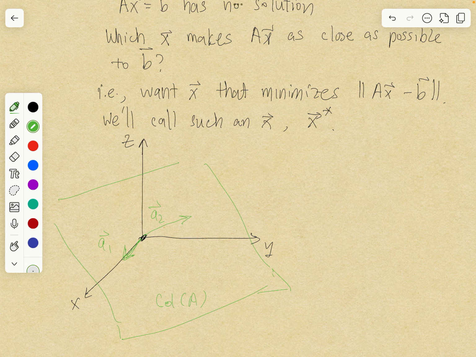Right? And what's going on is you have this vector b, which is not in the column space of A. So you have some vector b like this, it's out here, it's not on the plane spanned by a1 and a2, so Ax equals b has no solution.